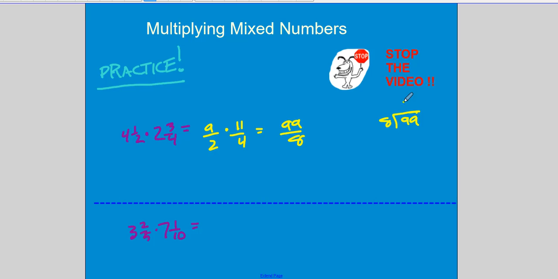8 goes into 9 once. 1 times 8 is 8. Subtract, that's 1. Bring down the 9. 8 goes into 19 twice. 2 times 8 is 16. So I get remainder 3. So my answer is going to be 12 and 3/8 as a mixed number. Then the second question, 3 times 5 is 15 plus 2 is 17 over 5.